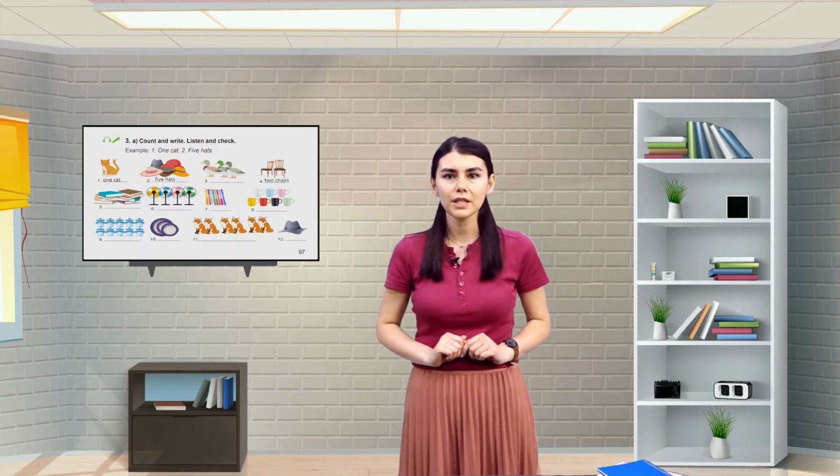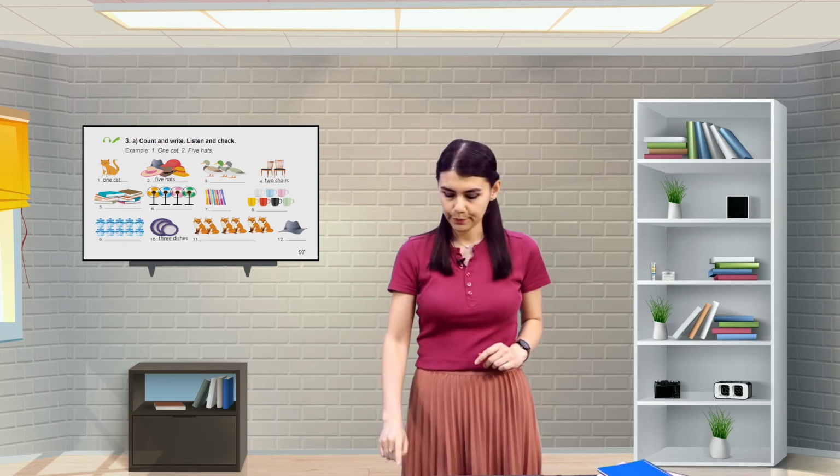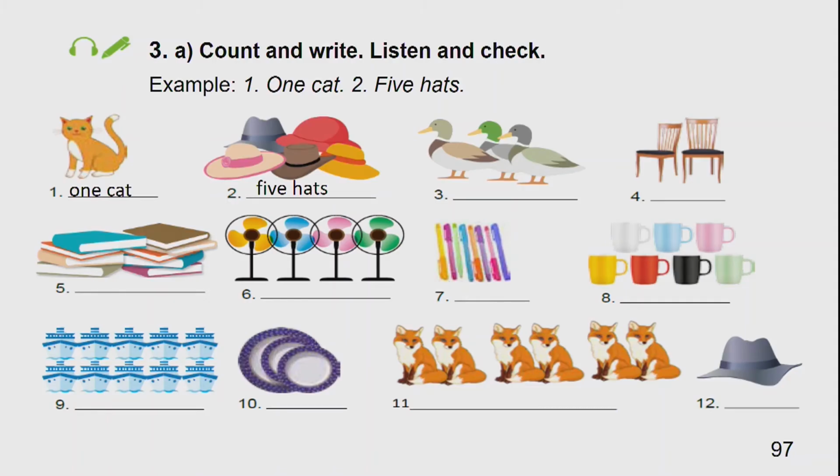Look, if the sound is z, bend left and do it as many times as you can see the objects in the picture. For example, picture 4. 2 chairs. So look at me. 1, 2. I bend 2 times on the left and I say 2 chairs.